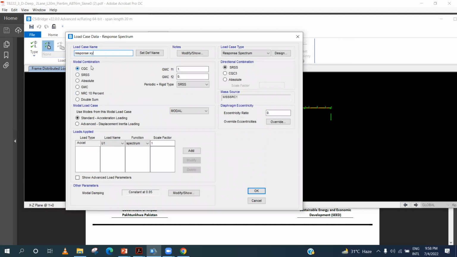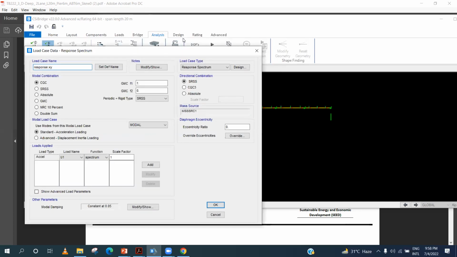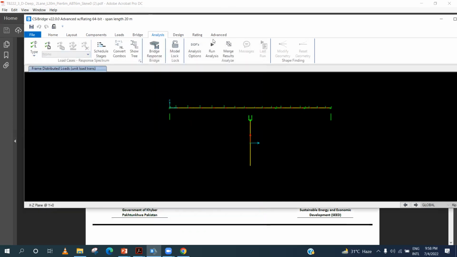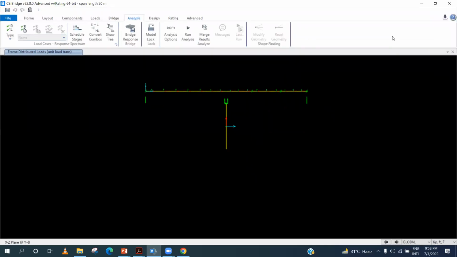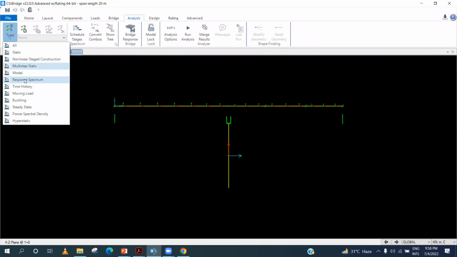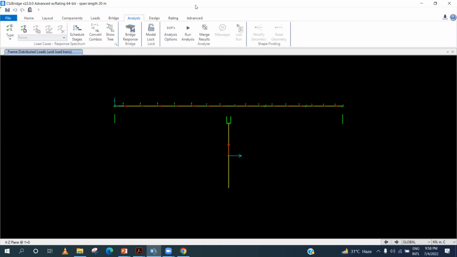Okay. So does anybody know modal combination? What is modal combination? Anybody? You guys should study the response spectrum in a bit more detail, what the different modes are, and what is meant by modal combination. I will just give you an idea of what modal combination is when I perform modal analysis as well.